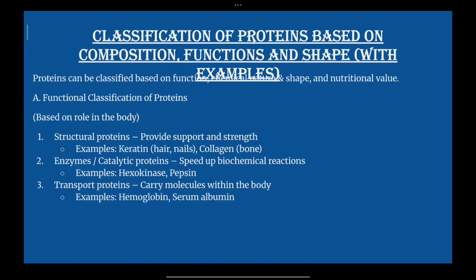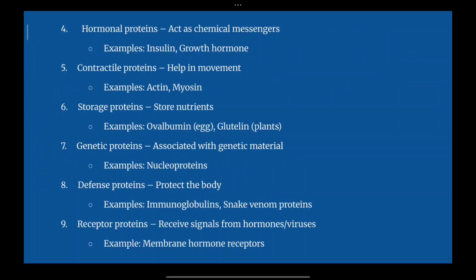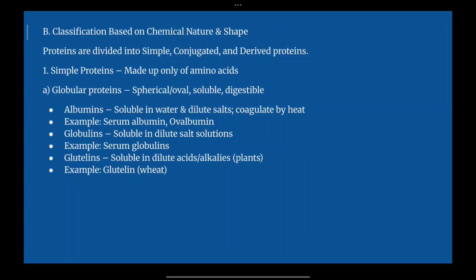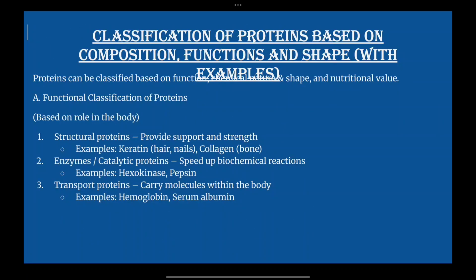The classification of protein is a topic under amino acid and protein chemistry. Here we are going to classify based upon the composition, function, shape, and with a few examples. So proteins can be classified based on functional classification into 9 types. So based on the function of the protein and the role in the body, we can classify them.